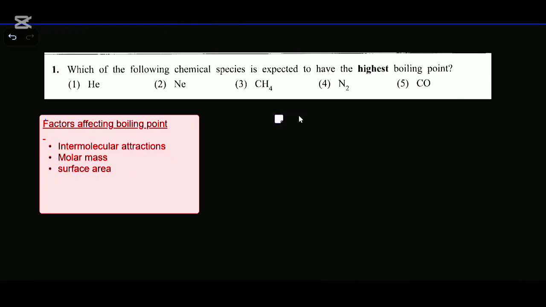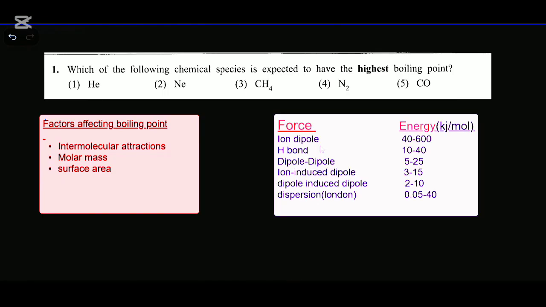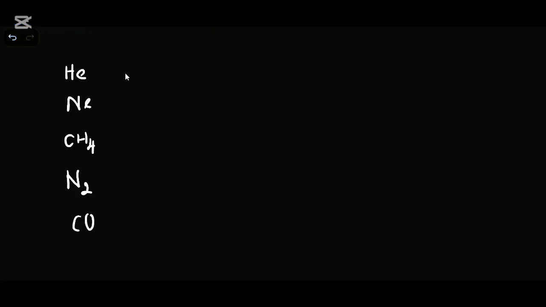Now, let's recall our memory about secondary bonds. We know the secondary bond with highest energy is ion-dipole bonds. Then hydrogen bond, which is a special dipole type. Then dipole bonds. Then ion-induced dipole bonds. Then dipole-induced dipole. Lastly, the least energy is among dispersion forces. I said that when we are finding the highest boiling point, we should focus on the secondary bonds first.